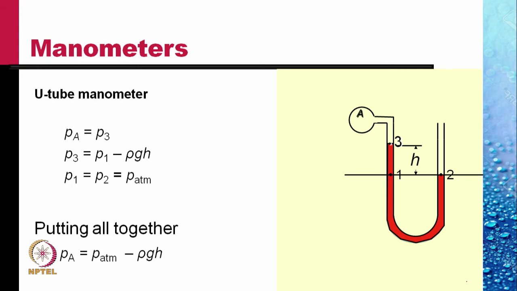Since the density of the gas is very small, we can say PA is like P3, and P3 is P1 minus rho gh, because from P1 we are going up a distance h. So it is minus rho gh, and P1 is equal to P2, which is equal to atmospheric pressure. Putting it all together, PA is equal to P atmosphere minus rho gh. The pressure of the gas inside the bulb is lower than the atmospheric pressure by an amount rho gh, where rho is the density of the manometric fluid in the tubes.